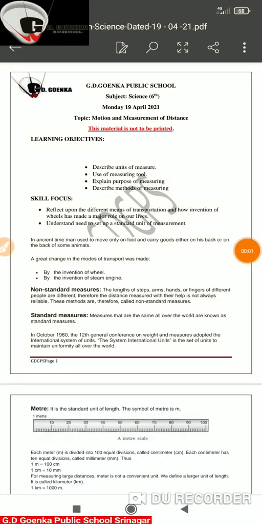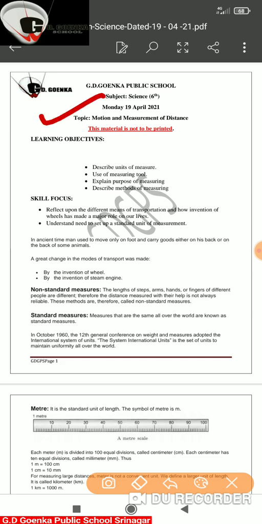Hello dear Goenkans, today we'll be learning about a few more subtopics from your chapter Motion and Measurement of Distance from your science textbook. Today's topic will be non-standard measurements and standard measurements.